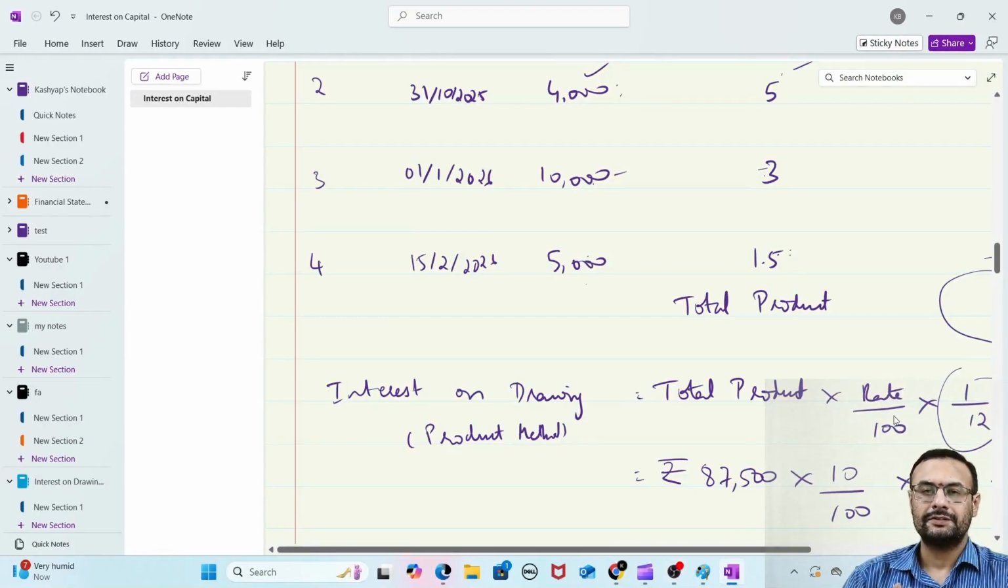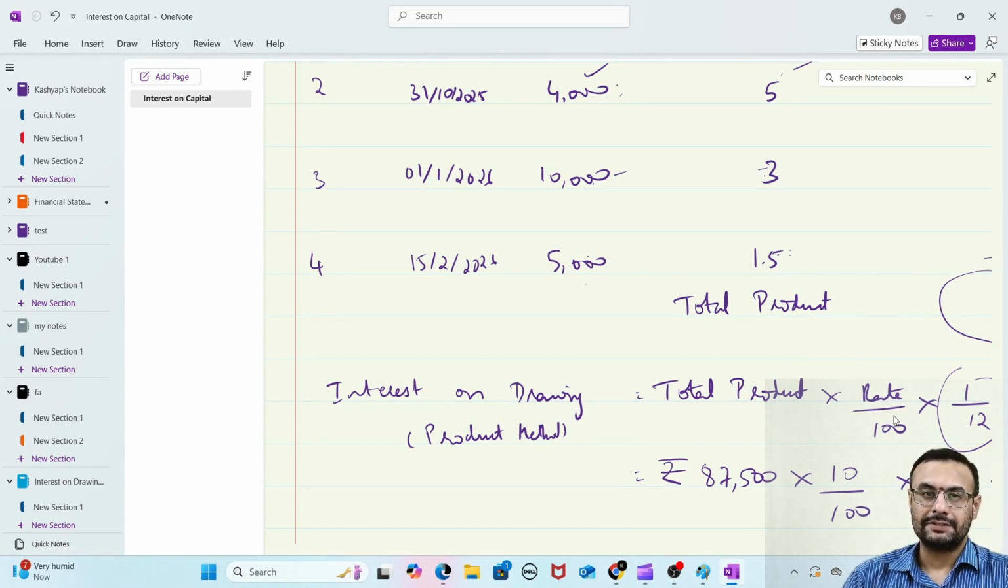Good evening, friends. In the last class, we had started interest on drawing, and I had bifurcated it into two parts: regular drawing and irregular drawing. We had started with irregular drawings. Whenever the partner is withdrawing irregular amounts, that is not similar amounts, and whenever the time gap between two drawings is not the same, we call it irregular drawings, and we adopt the product method whenever there are irregular drawings.